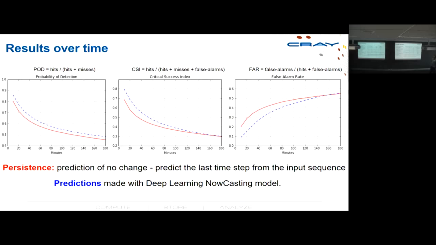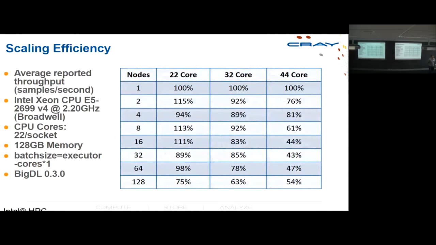So now I'll take a moment to talk about scaling efficiency, because you're not here specifically to learn about weather. You're here to talk about how deep learning can help you and why it would be useful.